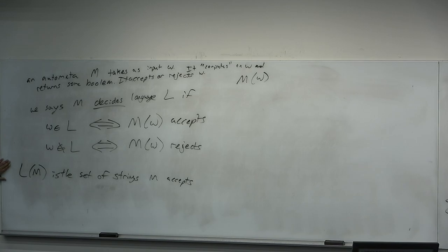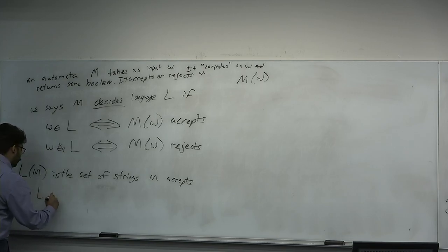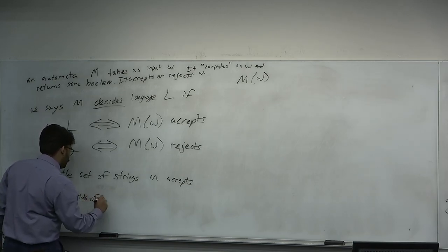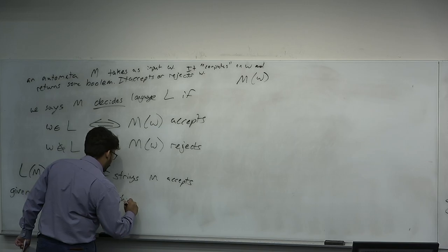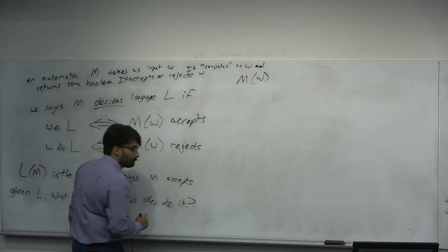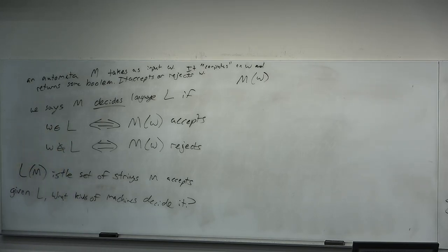Barring certain assumptions on what that machine is for now. But we're not really concerned, given a specific machine, with what its behavior is. That's called programming. We're concerned with the reverse problem. Given L, what kinds of machines decide it? Right? So given a fixed language, there can be multiple kinds of machines to do it.